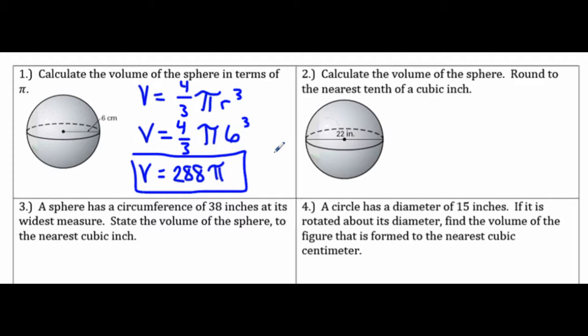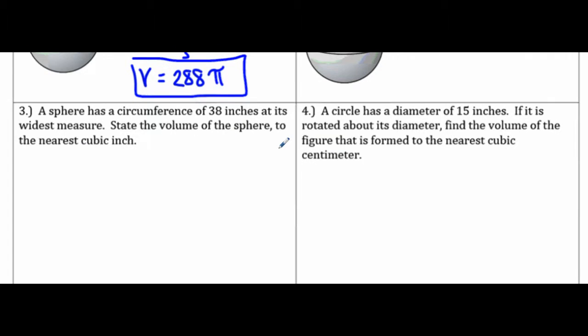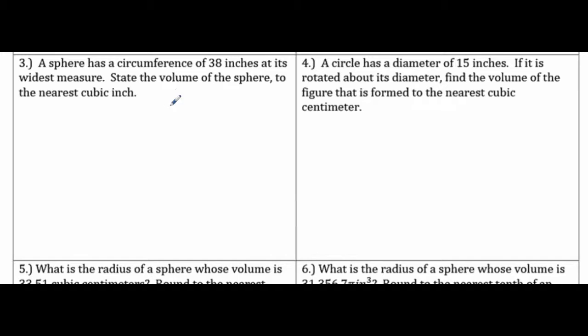Okay, let's skip number 2 and just go right to number 3. A sphere has a circumference of 38 inches at its widest measure. State the volume of the sphere to the nearest cubic inch. All right, well, it wants the volume, 4/3 pi r cubed. We don't have the radius right now, but if it gives us the circumference at its widest measure.